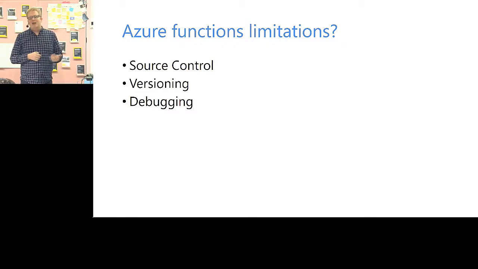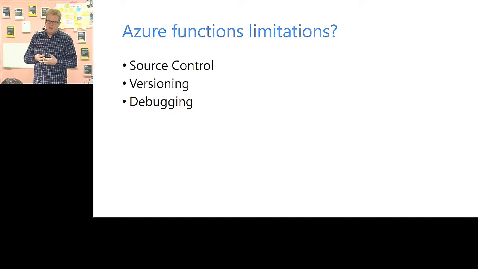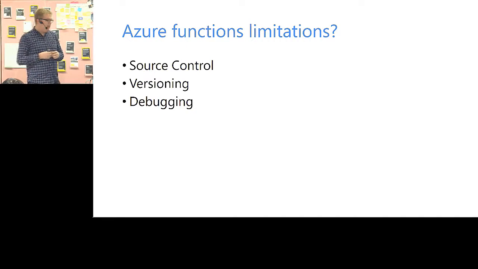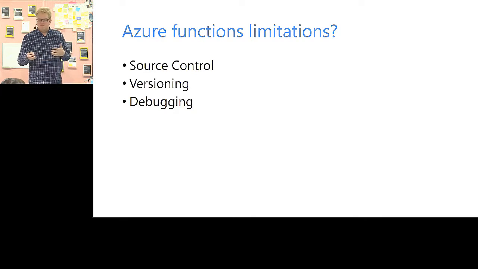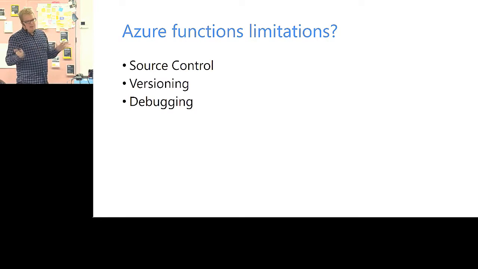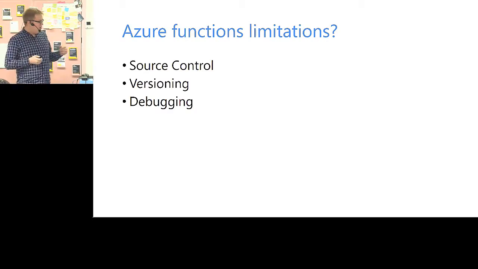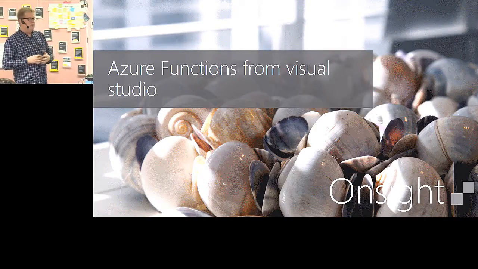Then versioning. If you don't have source control, it's really, really hard to do versioning. There is no way to do it. And then of course, debugging. The debugging experience: how do you debug something that's in a web editor? There is lots of discussion that this would be a problem. And I will now show you, first of all, Azure Functions from Visual Studio.